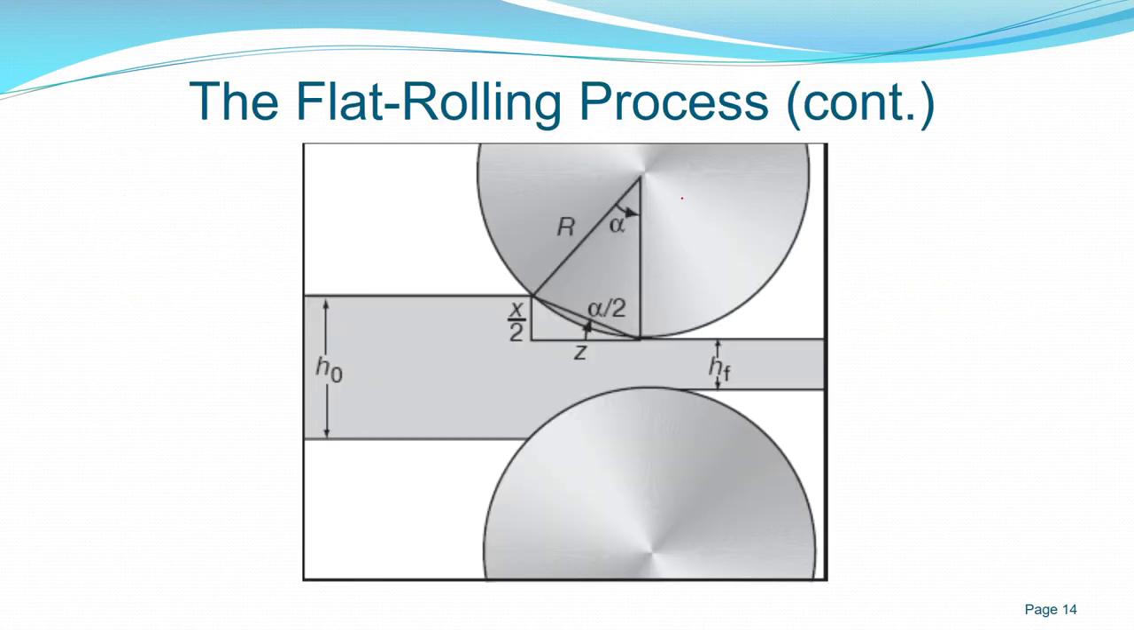From the schematic just now, alpha would be the contact angle. This would be alpha over 2. If we do a triangle using Pythagoras theorem, this thickness will be x over 2, and that will be the angle for this triangle. H naught would be the initial thickness, and HF would be the final thickness.